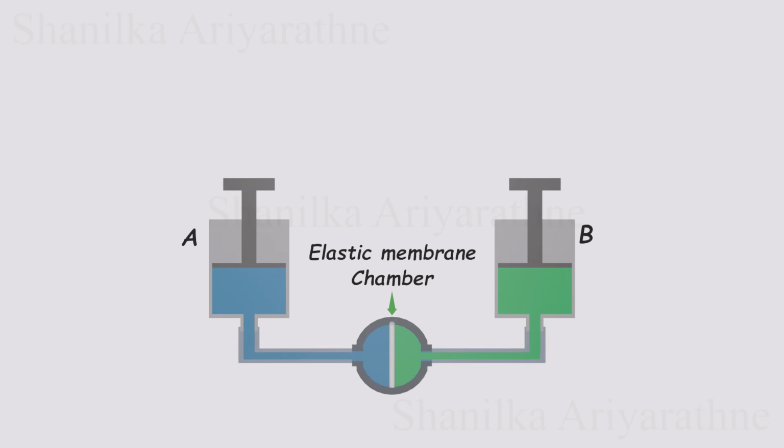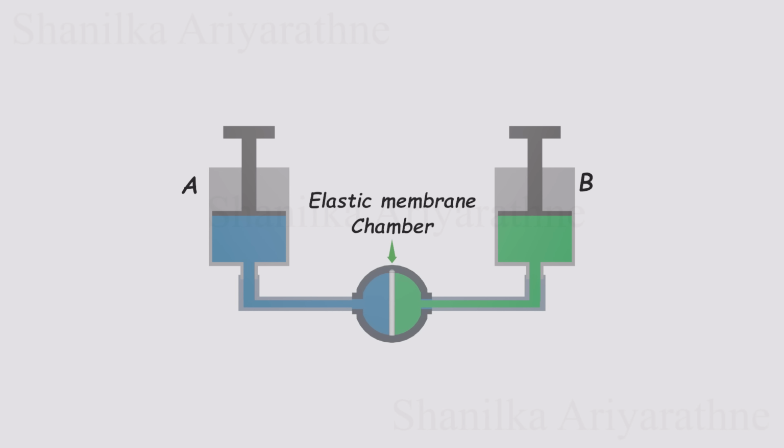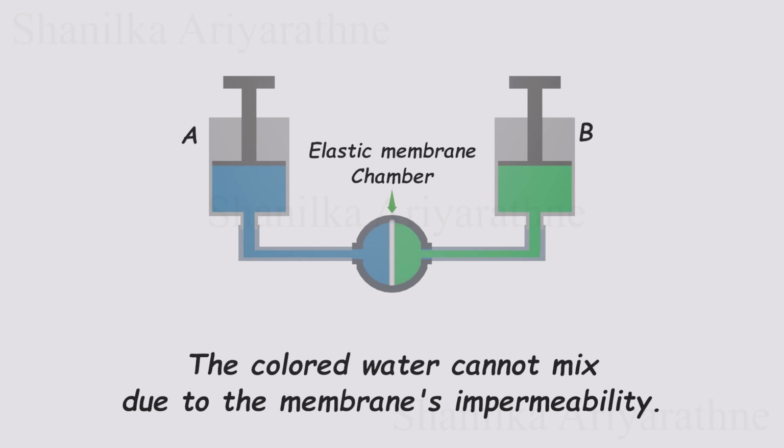Now picture this. We've got a flexible, elastic chamber sitting in the middle of a water pipe, kind of like a water balloon trapped between two pistons. On one side, we have regular water. On the other side, green-dyed water. The two never mix, thanks to a special membrane that acts like a watertight barrier. This membrane doesn't let water through, but it can stretch, just like the dielectric in a capacitor.